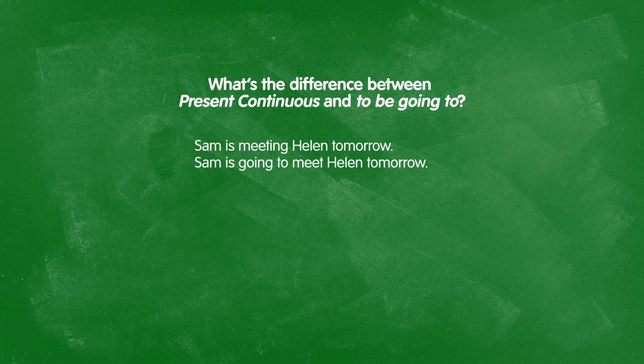Let's consider it in these two examples. Sam is meeting Helen tomorrow, and Sam is going to meet Helen tomorrow. In both of these examples, Sam has planned to meet with Helen. However, in the first example, both parties have agreed. Sam has already spoken to Helen, and it is a mutual plan. Both of them agree on this plan.